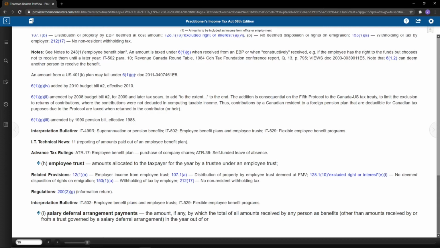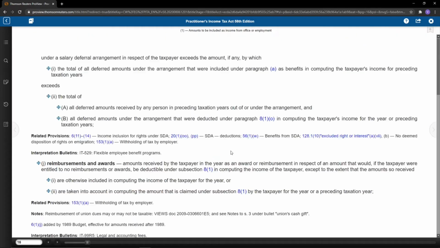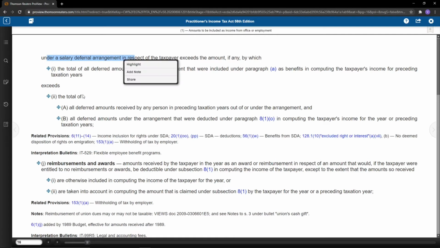6 subsection 1 paragraph I, salary deferral arrangement payments. The amount, if any, by which the total of all amounts received by any person in the year out of or under a salary deferral arrangement. So a salary deferral arrangement needs to be included into income in this year.